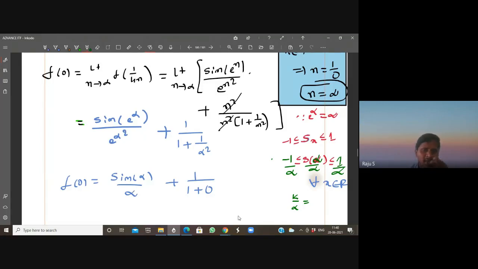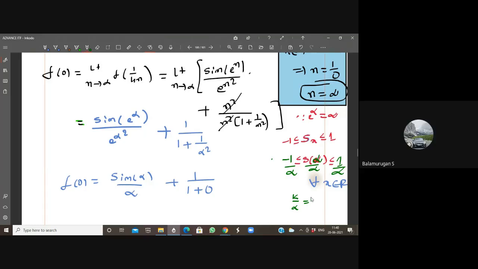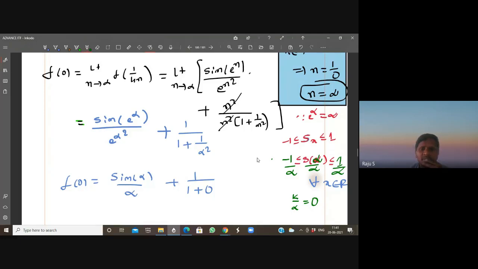Maybe 1 by infinity or something. A finite value divided by infinity is what? 0. It may be minus 1 by infinity, or plus 1 by infinity, or 1 by 2 by infinity. Whatever you take, it will become 0. So finally the first value becomes 0.